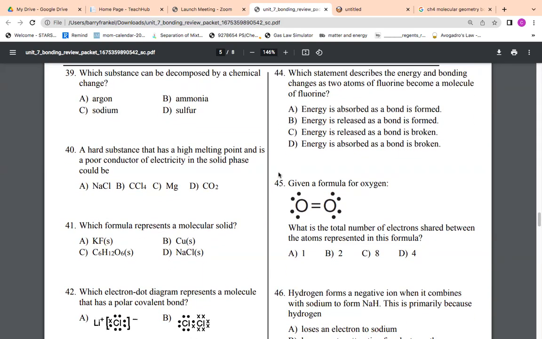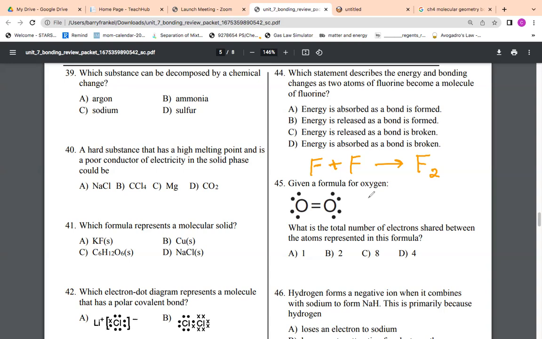Okay. Anyways, 44. Which statement describes the energy and bonding changes as 2 atoms of fluorine become a molecule of fluorine? So I'm going to draw this out. So they're saying 2 atoms of fluorine. That's F. There we go. We've got 2 atoms of fluorine, one here, separated by this little plus sign, and they become a molecule of fluorine. So we're forming diatomic fluorine.